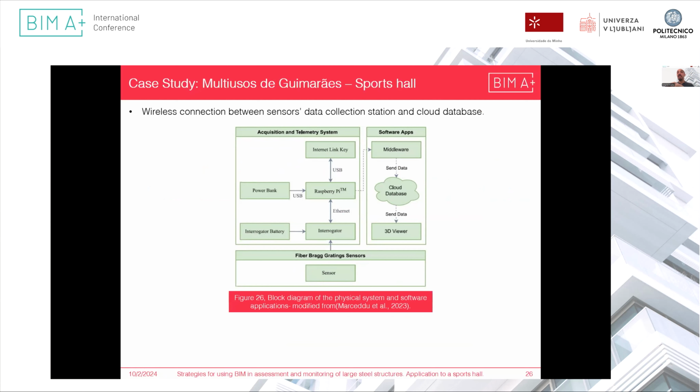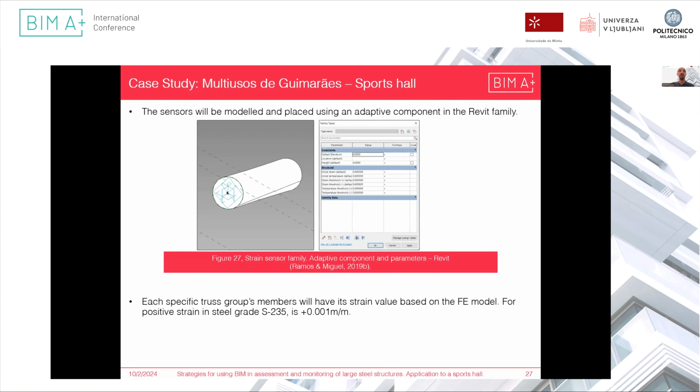And from the cloud, using Dynamo, it can translate that data to a virtual representation. Of course, we need to develop a family, an additive component in the Revit family, to reflect that information. It contains the sensor ID, the member the sensor will be attached to, and of course defines the limits of strain value, the maximum and minimum, so that the sensor will change color in case the limits are exceeded.